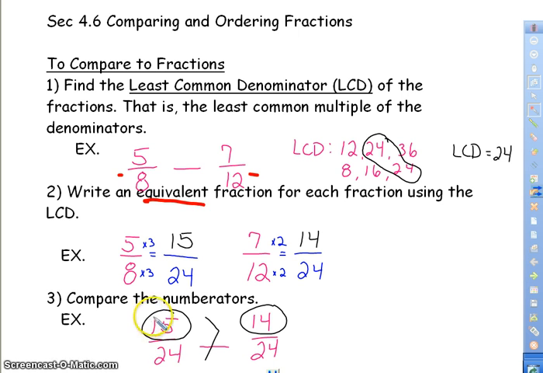So I'm comparing 15/24 and 14/24. Once you have the same denominator, all you have to do is compare the numerators. So 15 is bigger than 14. So 15/24 is greater than 14/24, meaning 5/8 is greater than 7/12. Please do not just guess on these numbers. A lot of people will just guess because they don't want to do the work. A lot of these are pretty quick and easy to figure out once you find that LCD. Okay?